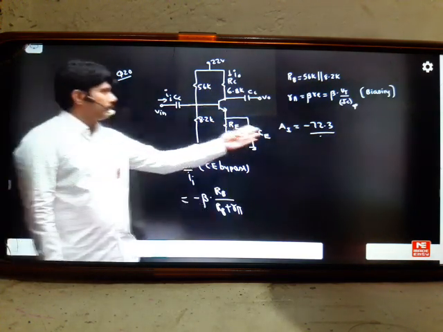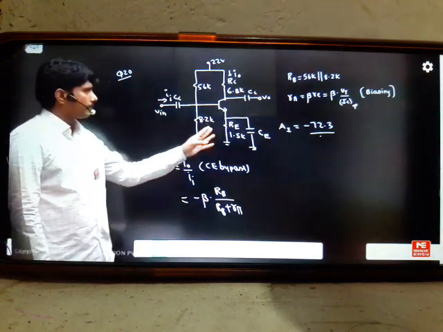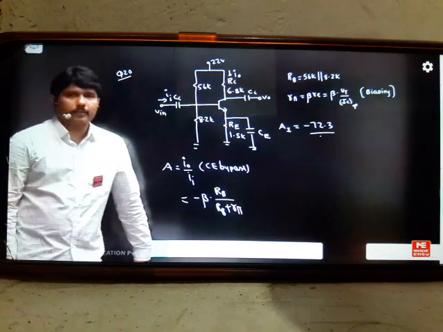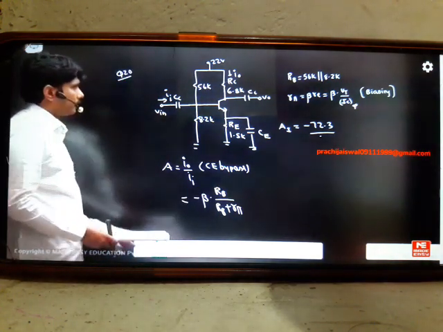So just take the hint. You solve it afterwards after the class. Nicely solve this one. R pi is VT by ICQ, and ICQ from the biasing circuit, RE से solve करो. It's a voltage divider biasing, easily you can solve it. And is minus 72.3 coming or not? Just verify it. I'm having that answer with me. 72.3 something I got. That answer you must get.